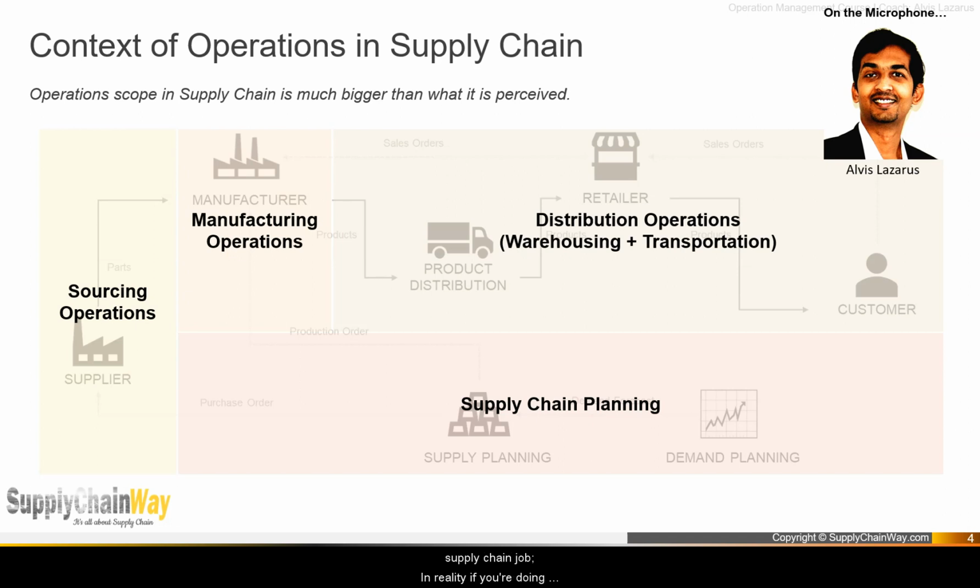In reality, if you are doing sourcing, you are doing a sourcing role. If you are doing manufacturing, you are doing a manufacturing role. If you are doing distribution, you are doing a distribution role. If you are doing planning, you are doing a planning role. The job descriptions label all these roles as supply chain roles.